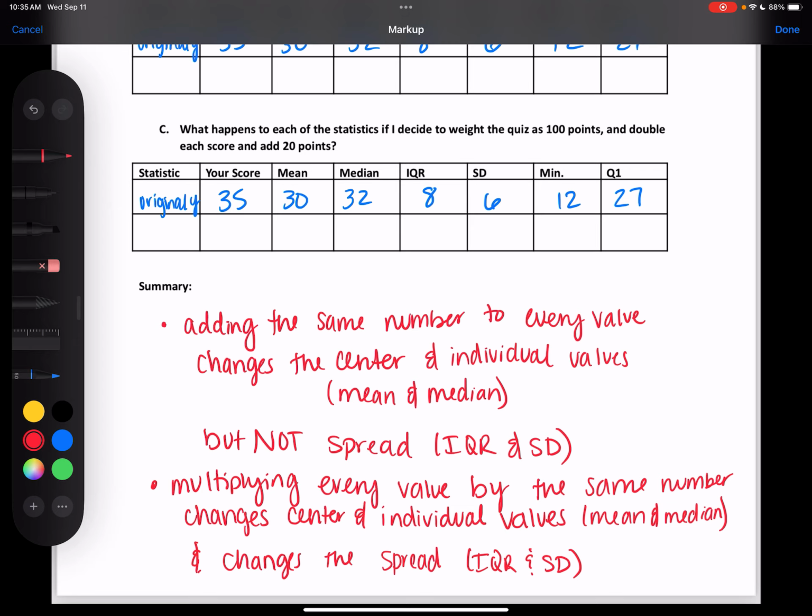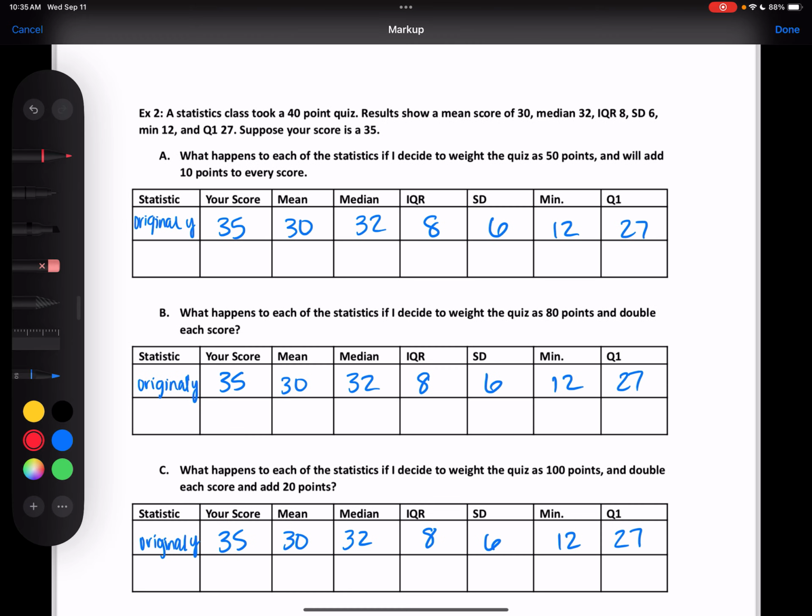All right, so going back up to the first one. The quiz is originally 40 points, but now it's 50 points. So I add 10 points to every score. So this is going to be y plus 10.